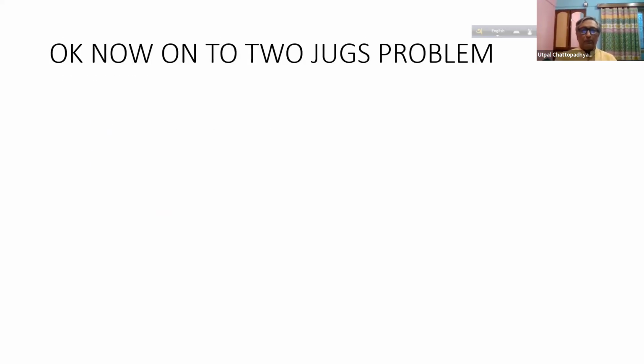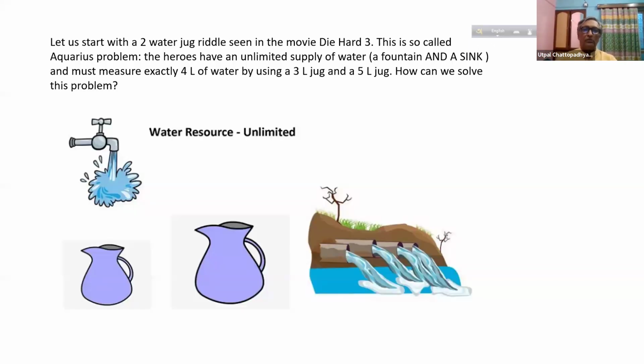Okay, now on to the 2 jugs problem. I don't know how many of you have seen Die Hard 3. When I was your age, Die Hard 3 is not a movie that your parents would recommend for you to see. But now it doesn't matter what parents recommend or not. You can always go and find a way to see these things. So basically now we have only 2 jars, 3 liter and 5 liter. And you have an infinite supply of water and an infinite sink of water. And you have to again create 4 liters of water. Okay, so that's the problem.